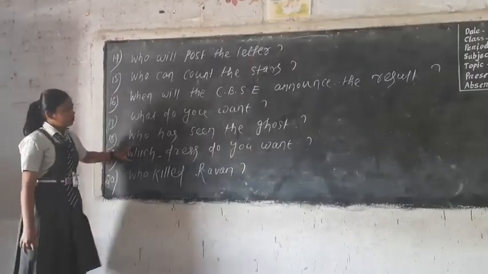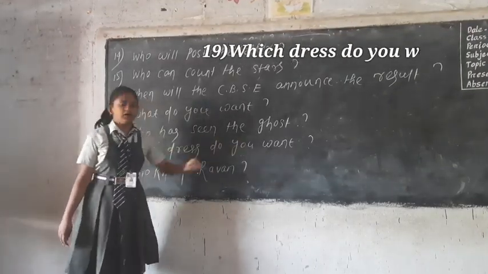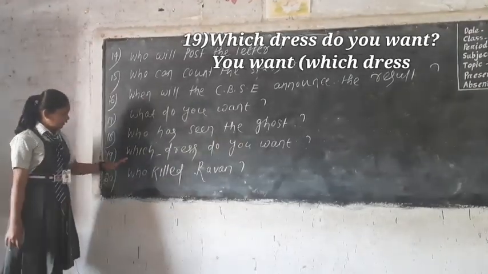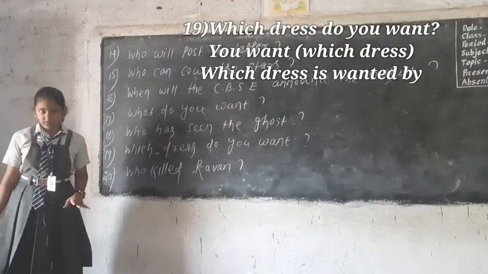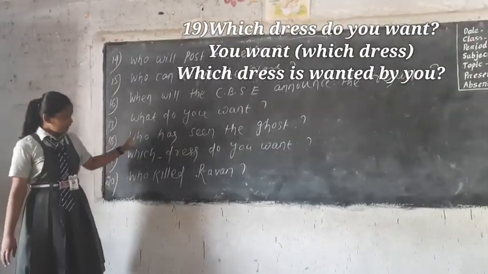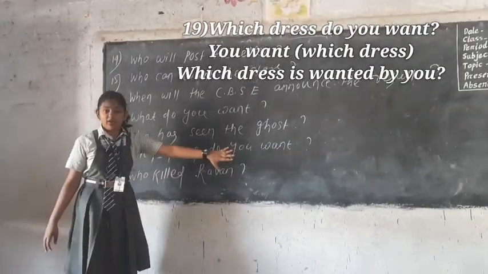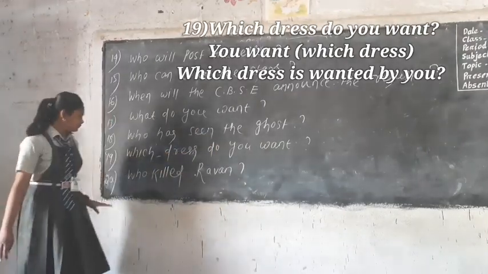Next example, which dress do you want? Here we can passivize it in only one way. Which dress is wanted by you?